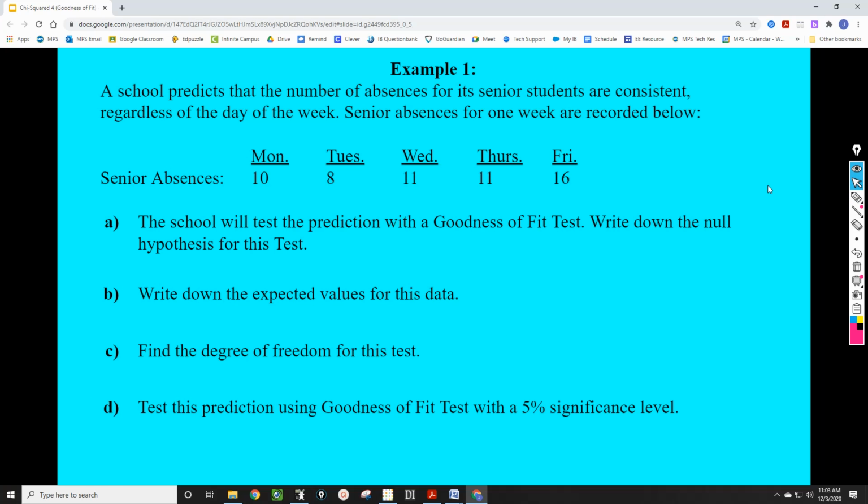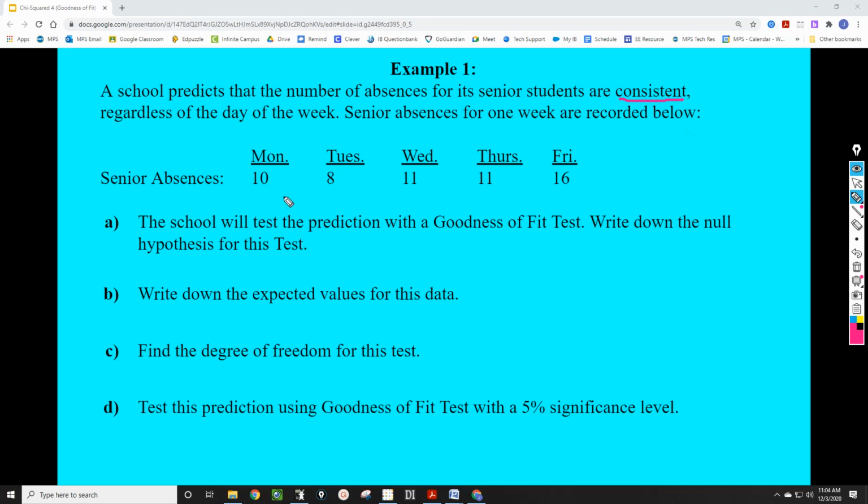In this example, a school predicts that the number of absences for its senior students are consistent, regardless of the day of the week. And senior absences for 1 week are recorded below. So what do they mean by this? They just mean that we're expecting to have about the same number of absences every day, regardless of whether it's Monday, Tuesday, Wednesday, Friday, whatever. That's that word consistent right there.